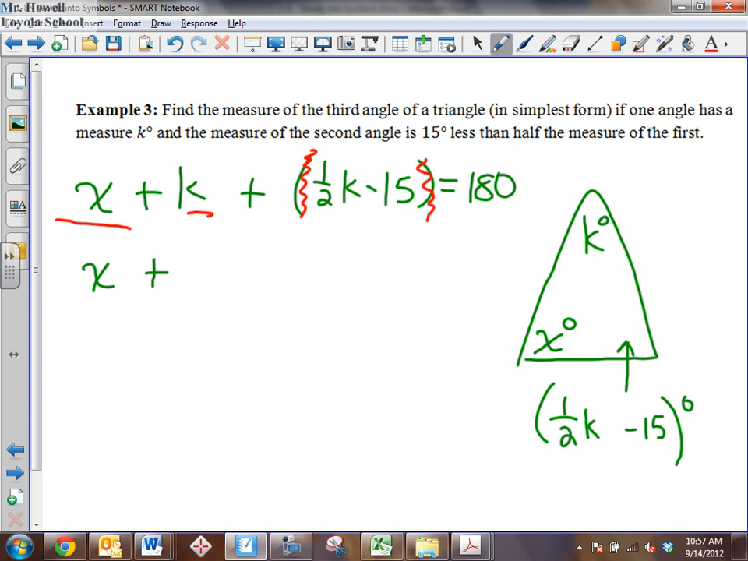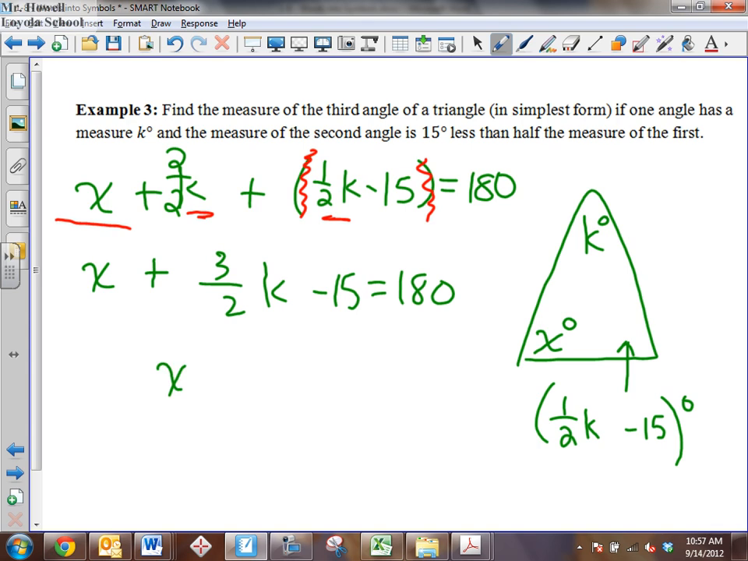And then combine the k and a half a k. A k plus a half a k is going to be 3/2 of k, minus 15 equals 180. How do I know it's 3/2? Because this is really 2/2 in the front. There's a 1 in front, which is 2/2. So now at this point, all we're doing is solving for x.